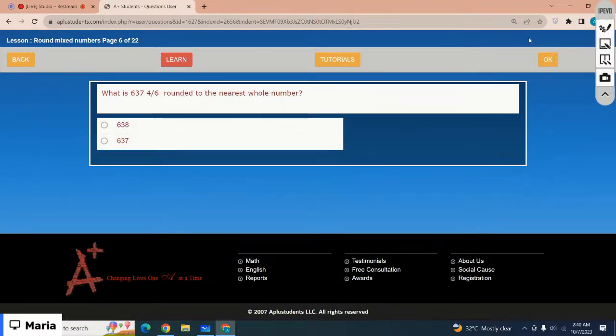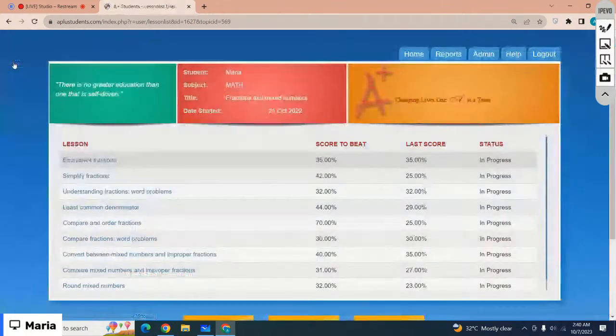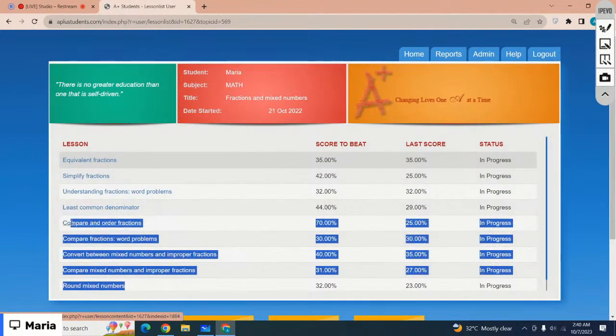So we were working on grade 7 math. The chapter we are working on is fractions and mixed numbers. The lessons we have covered today are compare and order fractions. You have to do word problems on your own. Then convert between mixed numbers and improper fractions, and round mixed numbers, right?